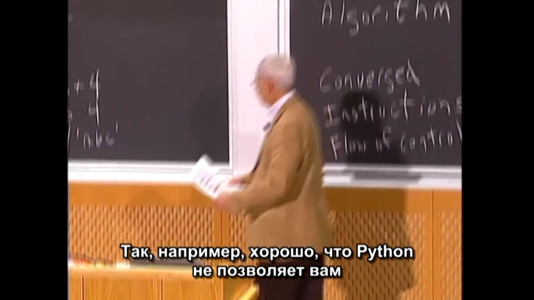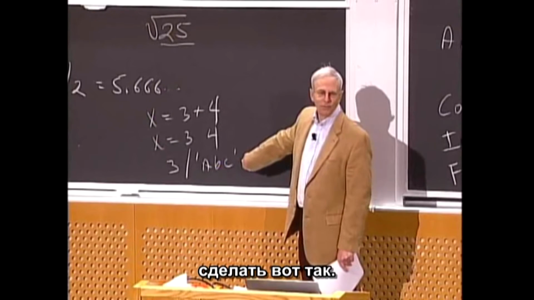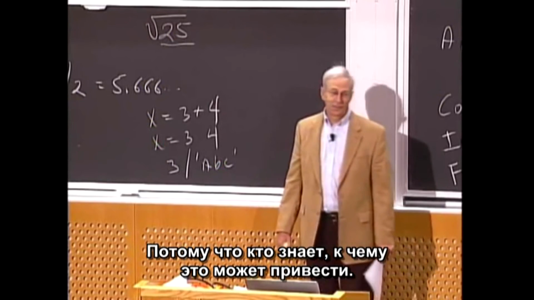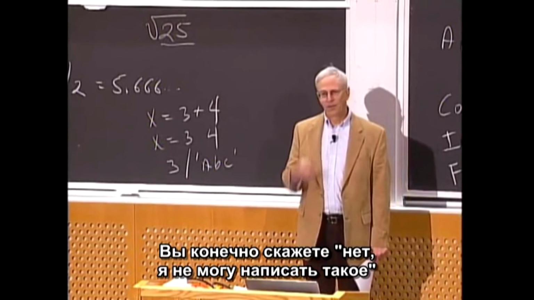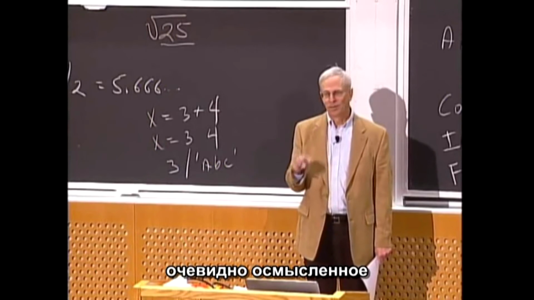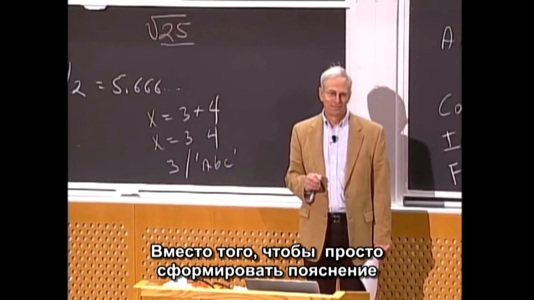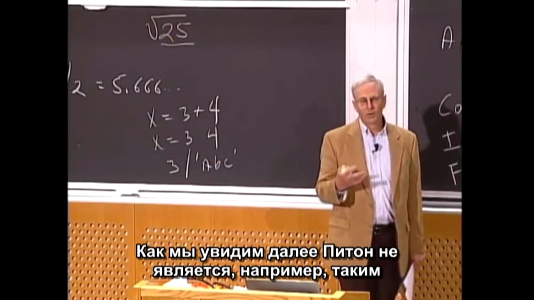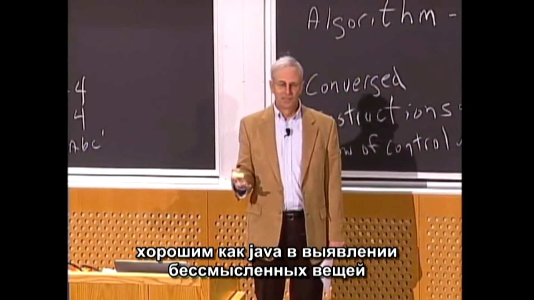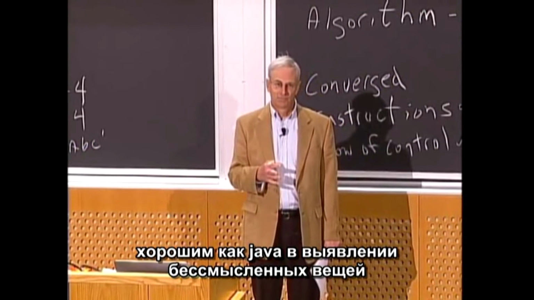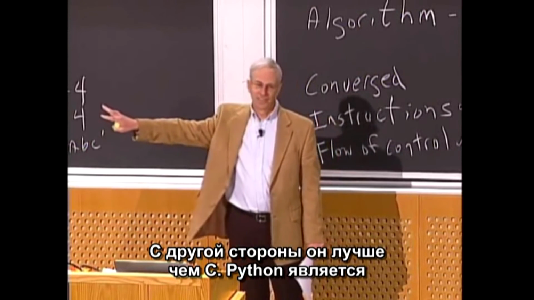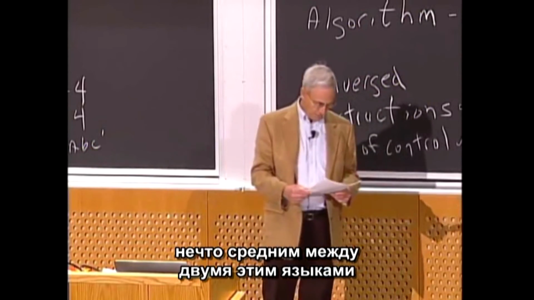So for example, it's a good thing that Python doesn't allow you to do this, because who knows what that's going to do, something weird. You'd rather be told, no, you can't write that, and then you have to write something that's more obviously meaningful, rather than it just making up an interpretation. As we will see going forward, Python is not, for example, as good as Java is at weeding out meaningless things or things that have surprising meanings. On the other hand, it's better than C. So kind of in the middle as these programming languages go.